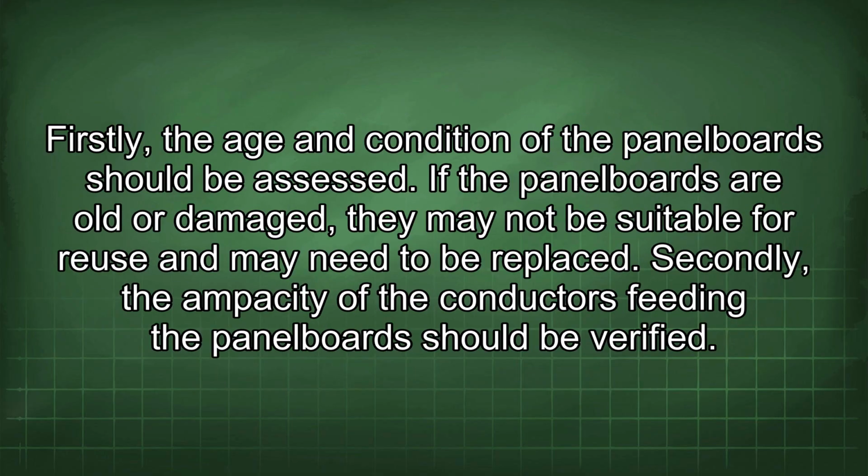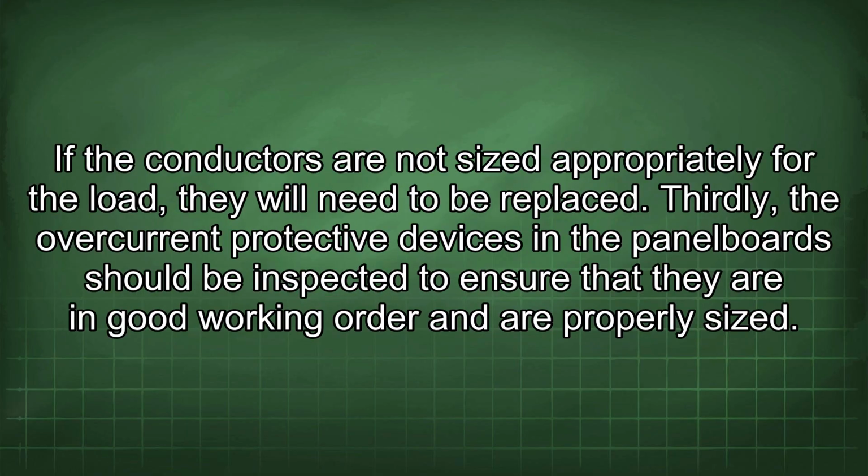Firstly, the age and condition of the panel boards should be assessed. If the panel boards are old or damaged, they may not be suitable for reuse and may need to be replaced. Secondly, the ampacity of the conductors feeding the panel boards should be verified. If the conductors are not sized appropriately for the load, they will need to be replaced. Thirdly, the overcurrent protective devices in the panel board should be inspected to ensure that they are in good working order and are properly sized.